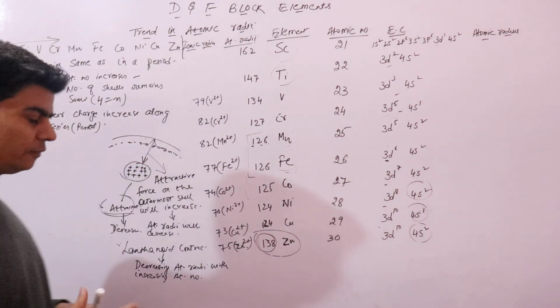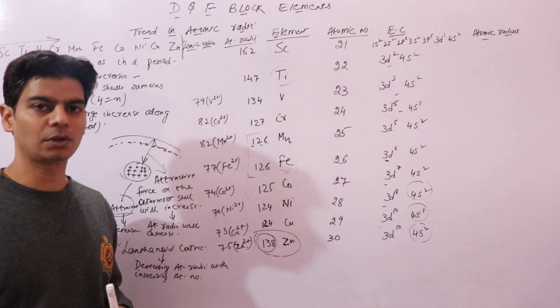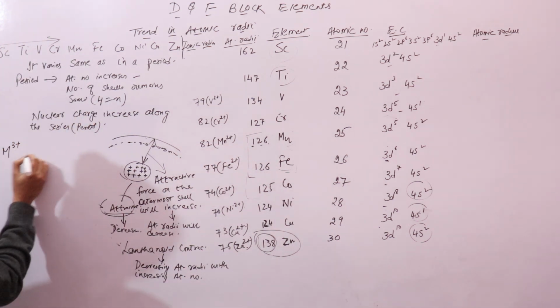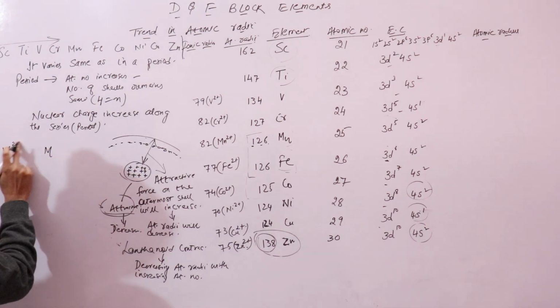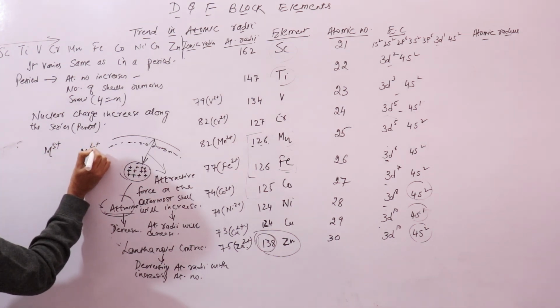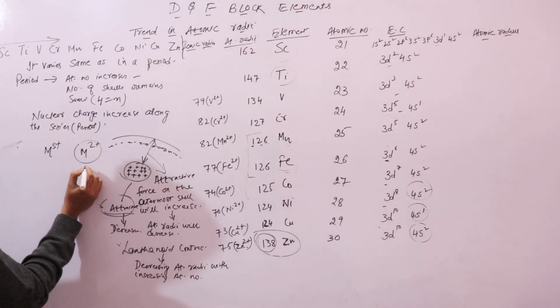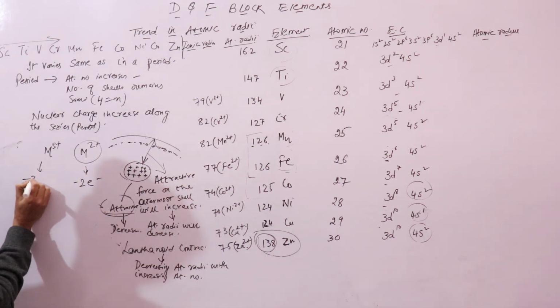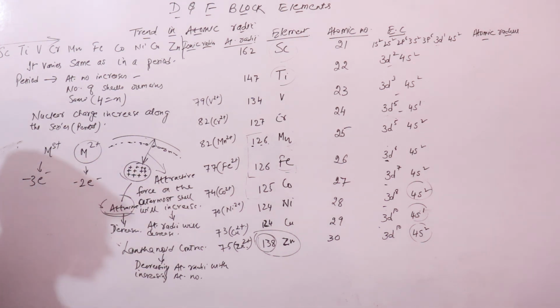So when the effective nuclear charge increases, the ionic radii will decrease, right? So we have different ionic radii for different oxidation states. For example, if this is your M3+ ion, and this is your M2+ ion, here 2 electrons are removed, here 3 electrons are removed, right?